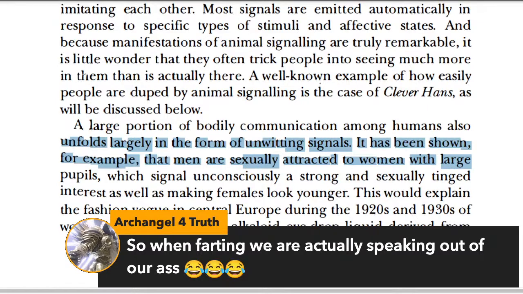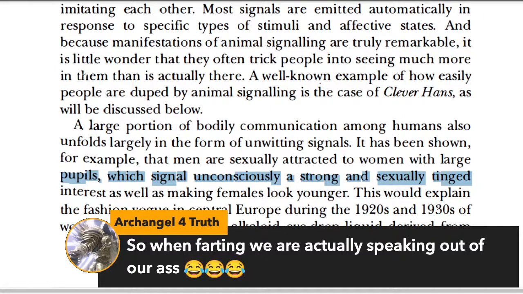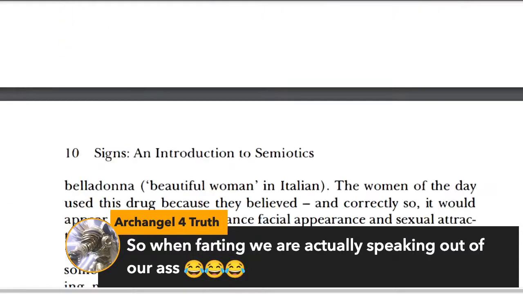It has been shown, for example, that men are sexually attracted to women with large pupils, which signal unconsciously a strong and sexually tinged interest, as well as making females look younger. This would explain the fashion vogue in Central Europe during the 1920s and 1930s of women using a crystalline alkaloid eye drop derived from belladonna.